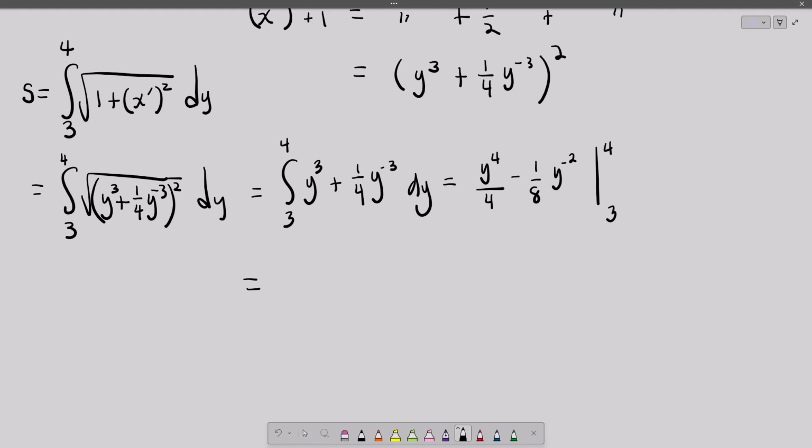We get 4 to the 4. There's a 4 in the denominator, so we really have 4 to the 3. So 4 to the 3 is 4 times 4, which is 16, times 4, which is 64. Minus 1 divided by, so 4 to the 2 is 16, but it's in the denominator. So we have a 16 multiplied by the 8. So 16 times 8 is 128.